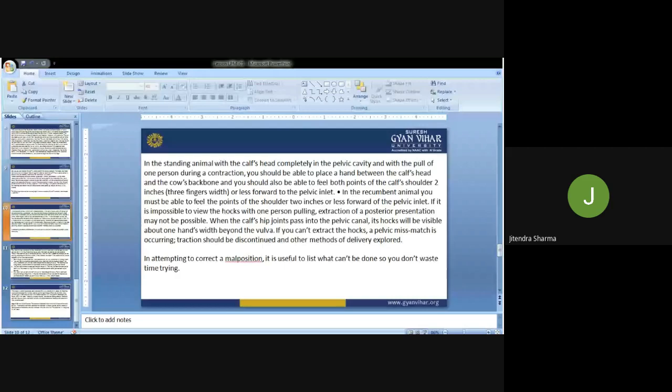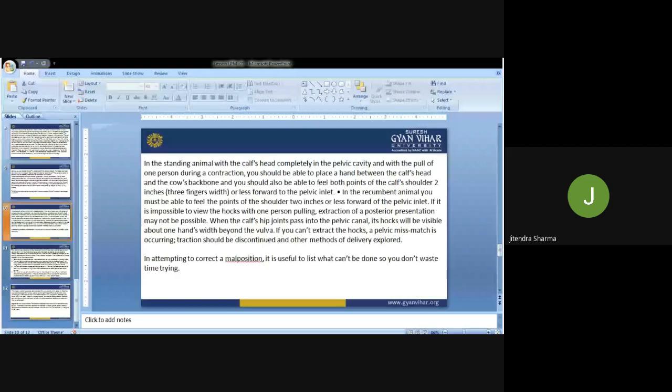In the recumbent animal, you must be able to feel the point of the shoulder 2 inches or less forward of the pelvic inlet. If it is possible to use the hooks with one person pulling, extraction of a posterior presentation may not be possible. When the calf's hip joints pass into the pelvic canal, its hooks will be visible, and if one hand is beyond the vulva and you cannot extract the calf, pelvic mismatch is occurring. Traction should be discontinued and other methods of delivery explored.